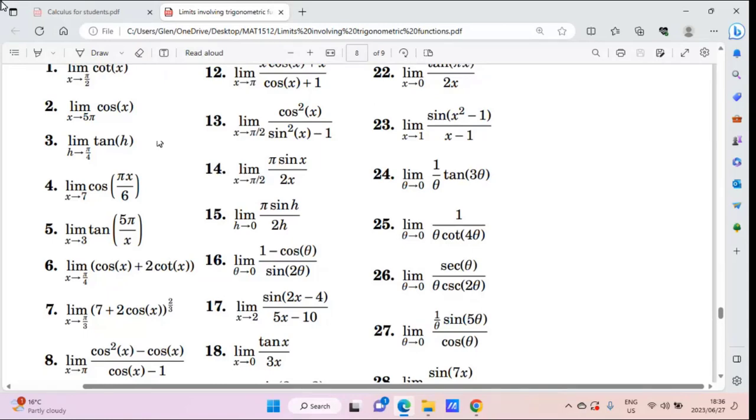I cannot see pictures. I'm doing the voice only because the network is low. Okay. What did you get as an answer? I got half.